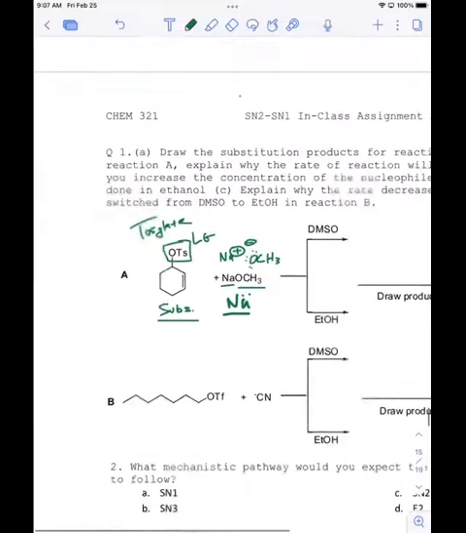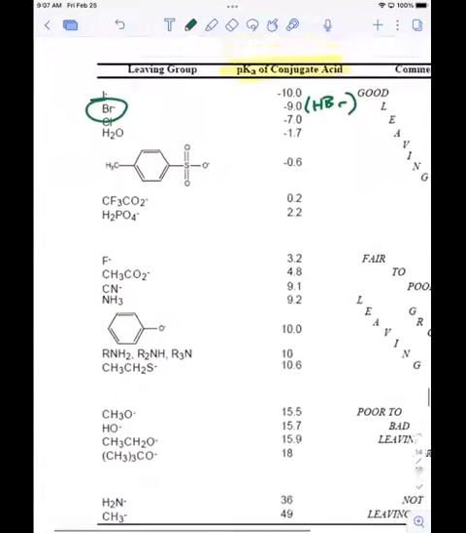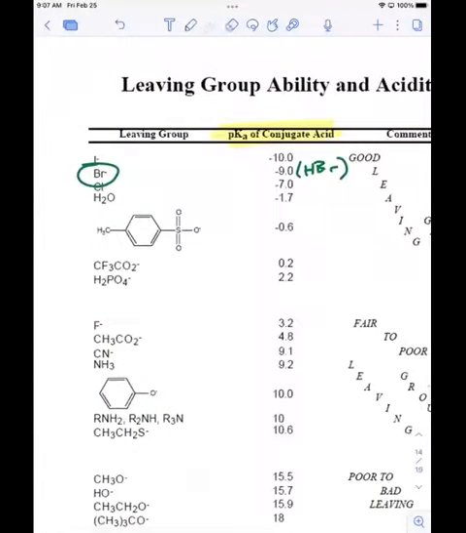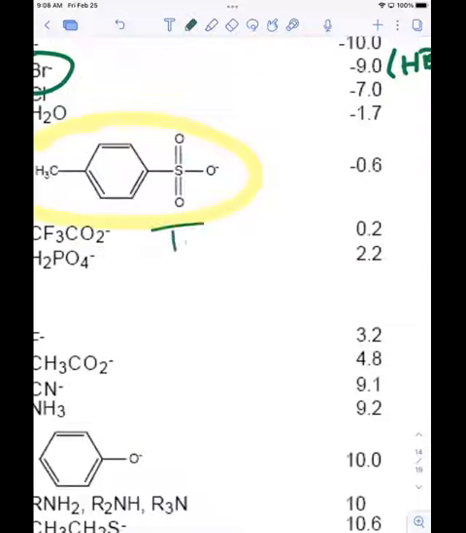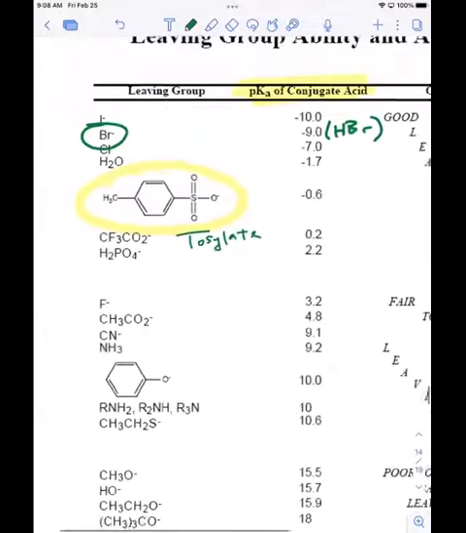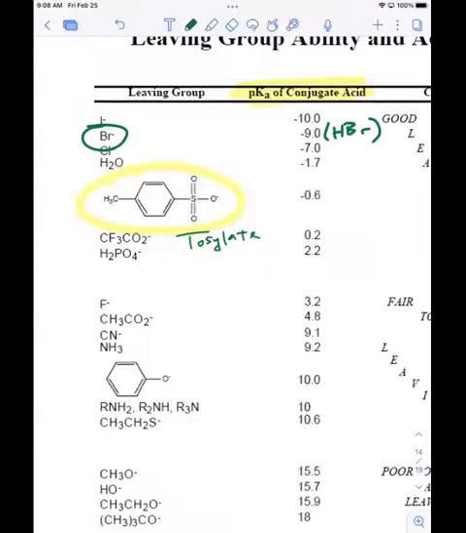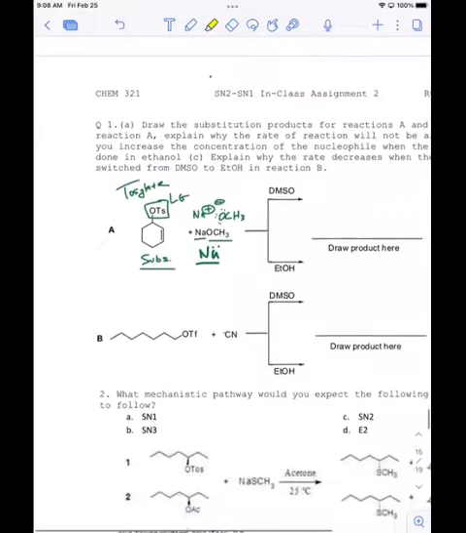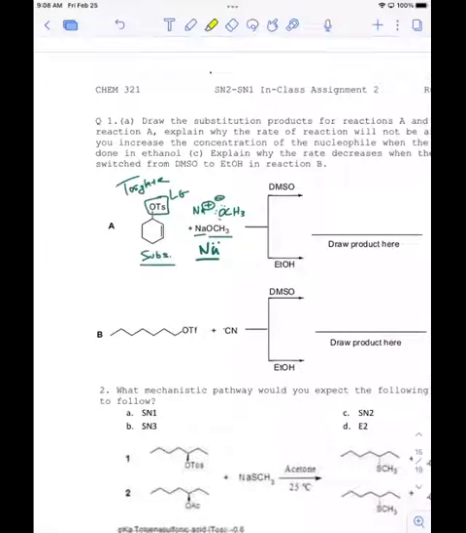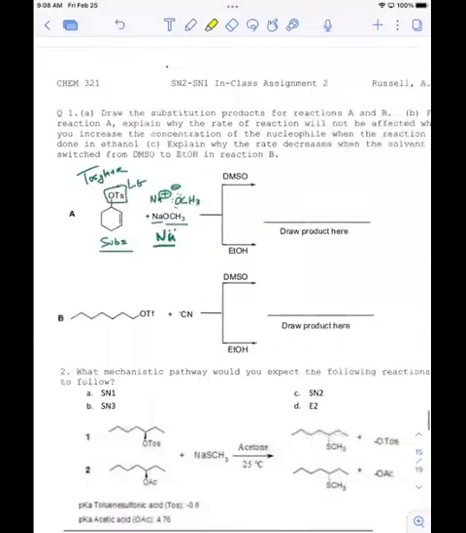And if you look on the leaving group list, let me show you where that is on that list. It is right here. Toluene sulfonate, so it's shortened down to tosylate. And you can see the pKa of the conjugate acid is -0.6. So that means it's a pretty good leaving group. We already know how to find all that information. Right now, we just need to figure out what the product is. So what is the product of this reaction going to be?